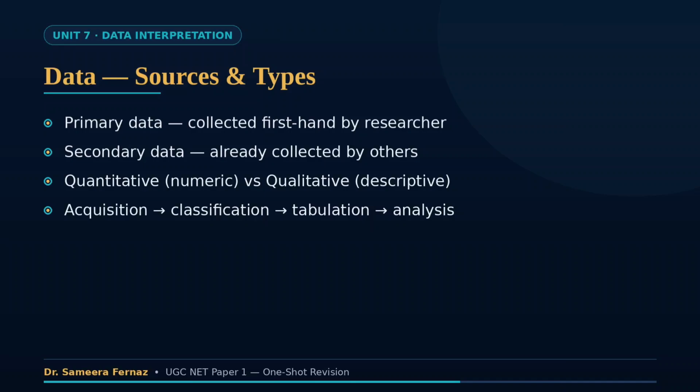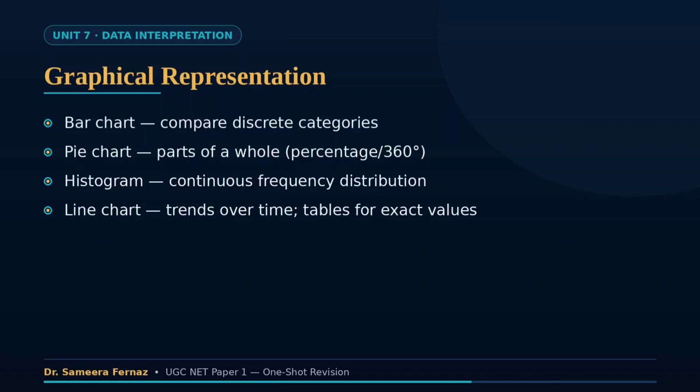Primary data is collected first hand by you. Secondary data is already collected by someone else. Data can be quantitative, that is numbers, or qualitative, that is descriptions. The flow is collect, classify, tabulate and then analyze. The next is graphical representation.